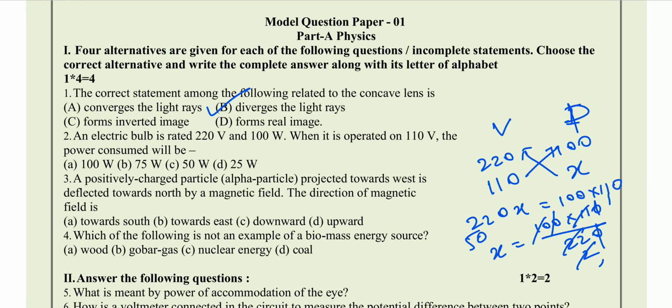Do we have 50 watt? Yes, sir. Sure? Check once again the answer and the steps. 220x is equal to 110 into 100. Then x is equal to 100 into 110 divided by 220. Zeros cancel, 11 ones are 11, 11 twos are 22, 2 ones are 2, 2 fives are 10, 0. So option C is the right answer, 50 watt.